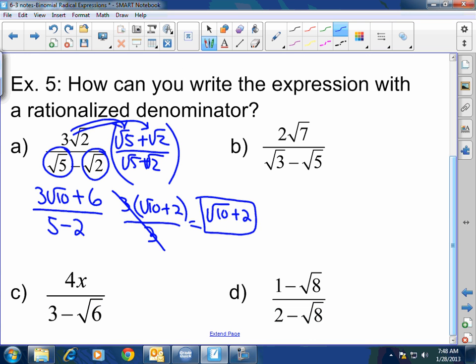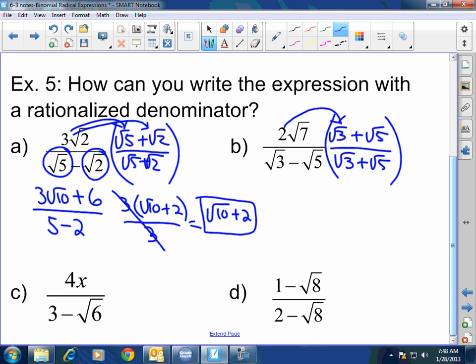2 square root of 7 over square root of 3 minus square root of 5. Well, go ahead and rationalize. So I'm going to multiply by square root of 3 plus square root of 5 to both top and bottom, the numerator and the denominator. I'm going to distribute. 2 square root of 7 times square root of 3 is 2 square root of 21 plus 2 square root of 7 times square root of 5 is 2 square root of 35 over.